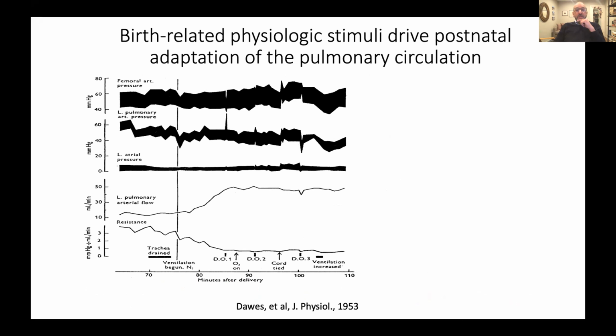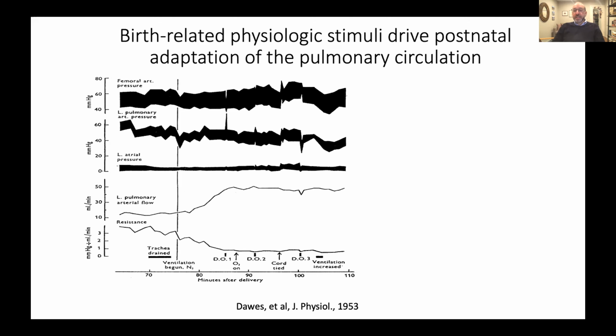So this is a very famous slide of the transition of the pulmonary circulation. It's perhaps the first data that really underscored this whole idea, and this was from Sir Geoffrey Dawes, from a J. Physiol paper from 1953. In this, he used a fetal lamb that he delivered, and he demonstrated that with the onset of ventilation, there was a substantial increase in pulmonary blood flow, and there was a dramatic decrease in resistance.